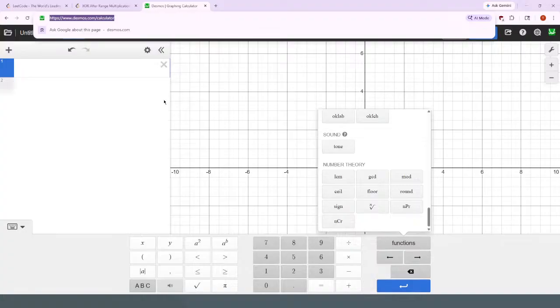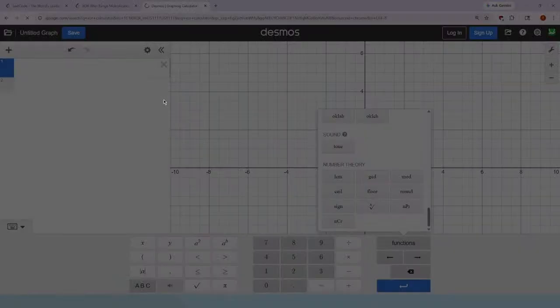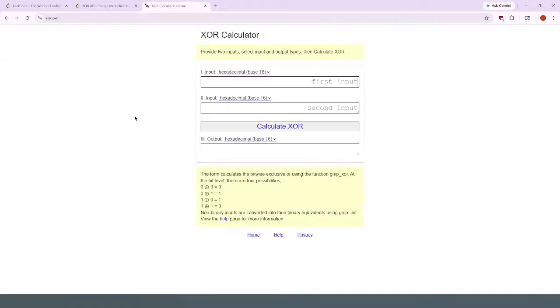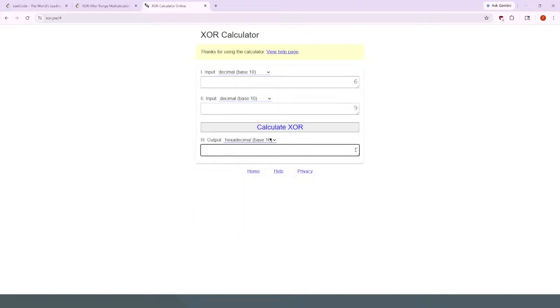Alright, fine. XOR calculator. Six XOR, I don't know why they have this base 16, that's stupid. Oh my god. Default should be decimal. 6 XOR 9 is 15.